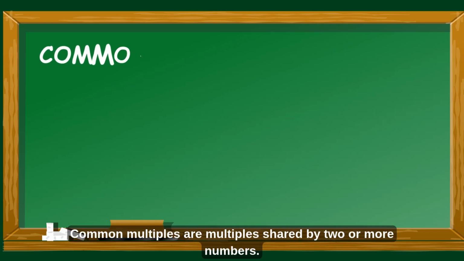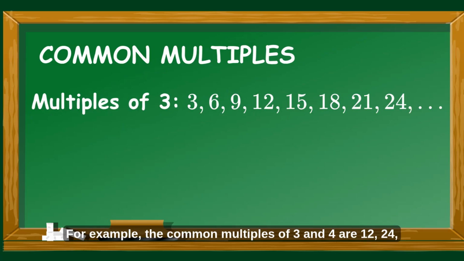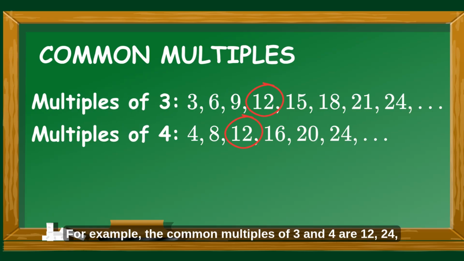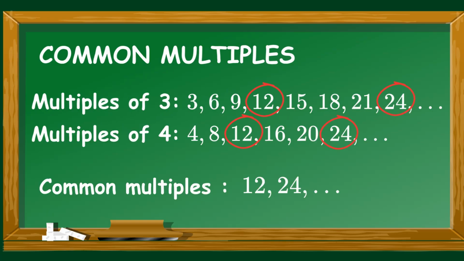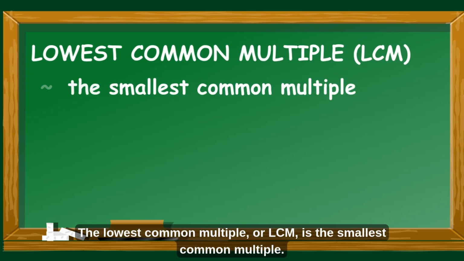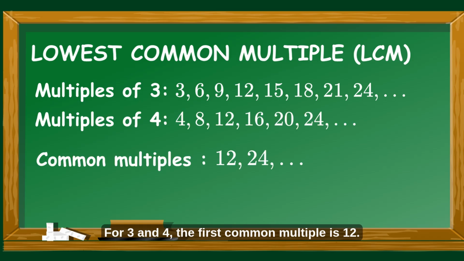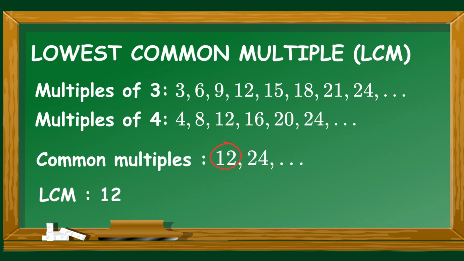Common multiples are multiples shared by two or more numbers. For example, the common multiples of 3 and 4 are 12, 24, and so on. The lowest common multiple, or LCM, is the smallest common multiple. For 3 and 4, the first common multiple is 12. Therefore, the LCM is 12.